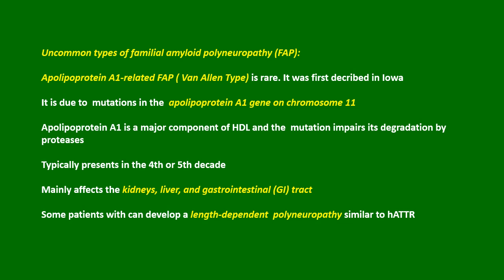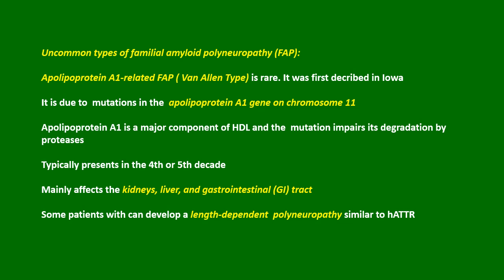Rare types of hereditary amyloidosis. Apolipoprotein A1 related familial amyloid polyneuropathy. The Van Allen type is rare. It was first described in Iowa. It is due to mutations in the apolipoprotein A1 gene on chromosome 11. Apolipoprotein A1 is a major component of high-density lipoproteins, and the mutation impairs its degradation by proteases. Typically presents in the 4th or 5th decade, mainly affects the kidneys, liver, and gastrointestinal tract.